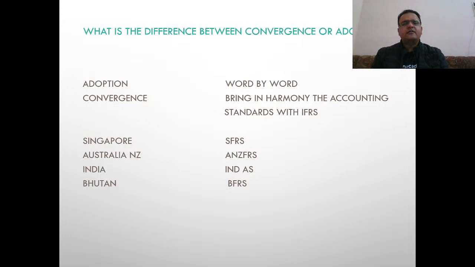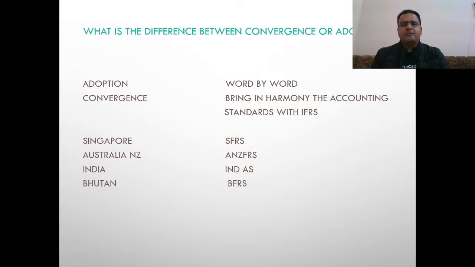So how was it done? Suppose it was supposed to be implemented in Singapore. They were given the option of naming it in their own prefix, so they named it SFRS. Australia and New Zealand named it ANZFRS. In India, we named it Ind AS. And Bhutan named it BFRS. Similarly, all the countries are given this option. US was supposed to adopt IFRS in 2014, but they have not given any date thereafter and have postponed it for an indefinite period.